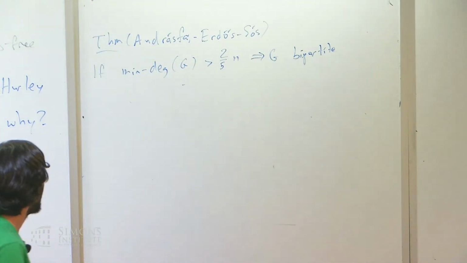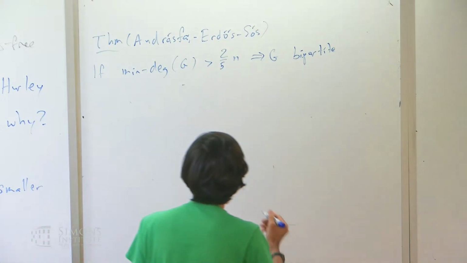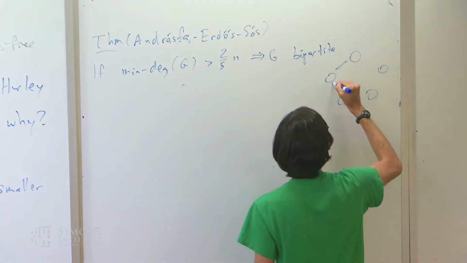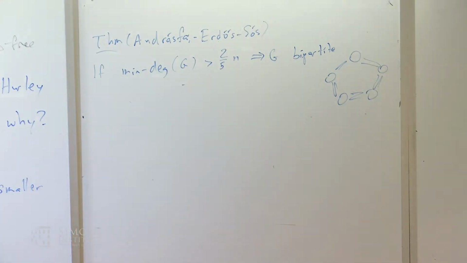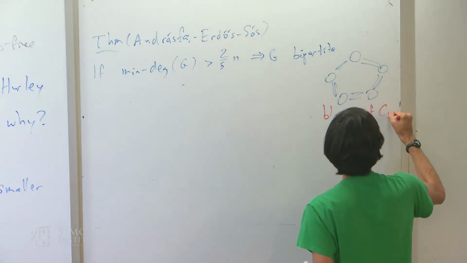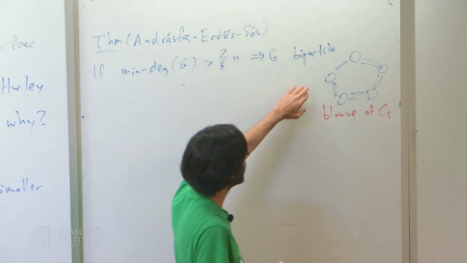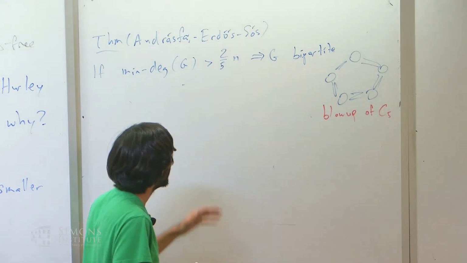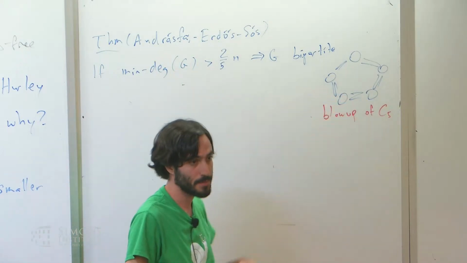But let me point out, this 2/5 is tight. The example showing that it's tight is if your G looks like this. This is what is called a blowup of C5. If G has the structure that its vertex set is partitioned into 5 pieces, each of size n over 5, you have no edges inside, and you have complete bipartite across, then you can easily check that the minimum degree is exactly 2/5 times n. It's triangle-free, and it is not bipartite.